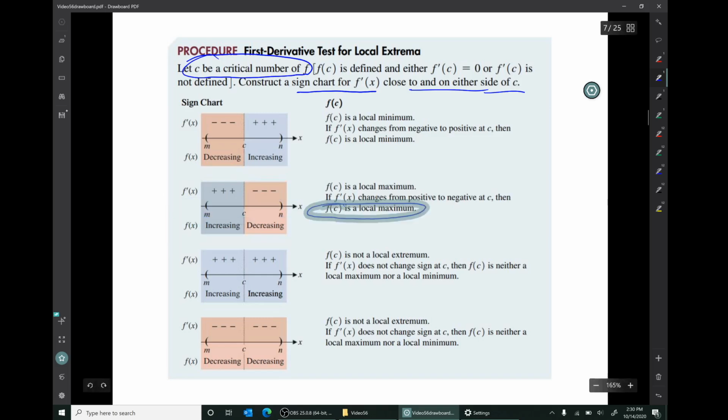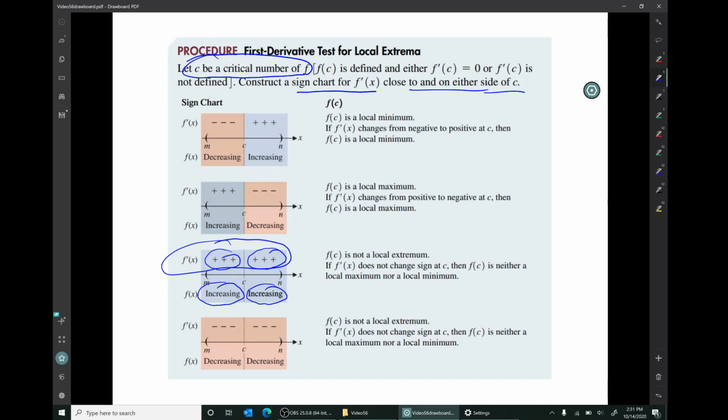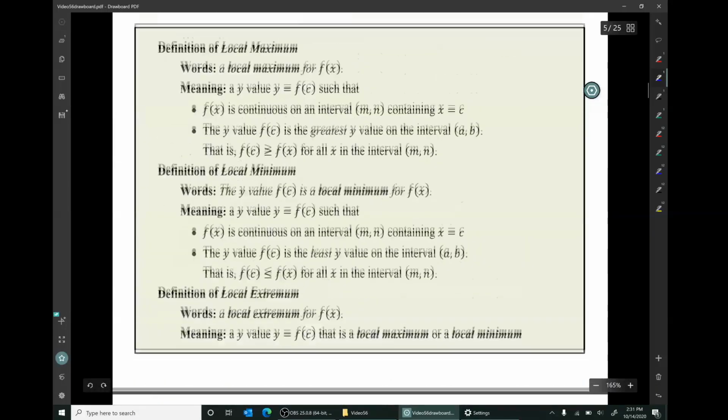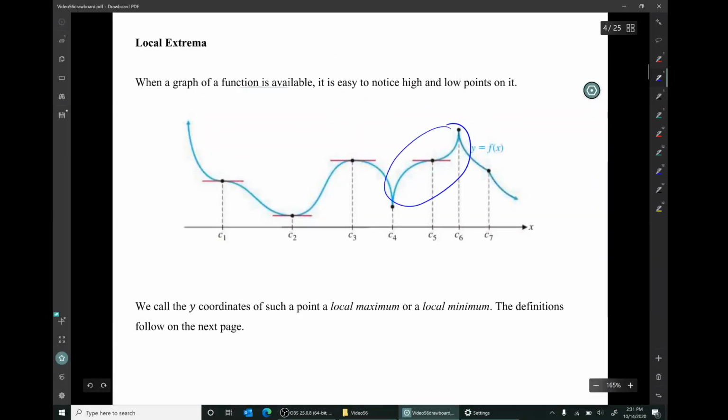On the other hand, if f prime has this signature, f prime is positive to the left of c and positive again to the right of c, that means that f of x is increasing to the left of c and increasing again to the right of c. Then that would mean that there is neither a local max nor a local min at x equals c. Let's go back up and look at our graph. That's this kind of place. F of x is increasing to the left of c subscript 5, increasing again after c subscript 5. So there is no max or min at x equals c subscript 5.